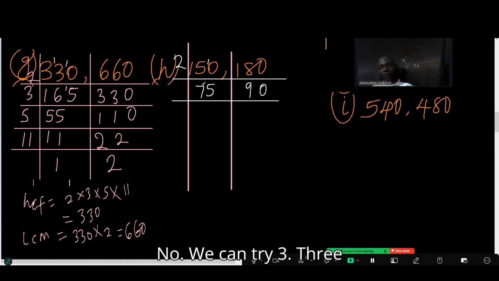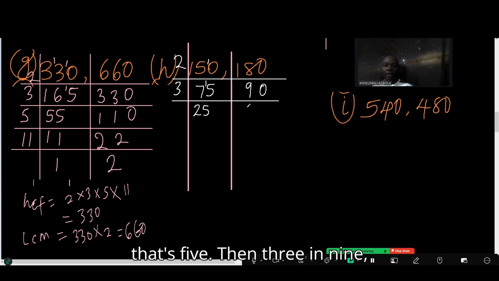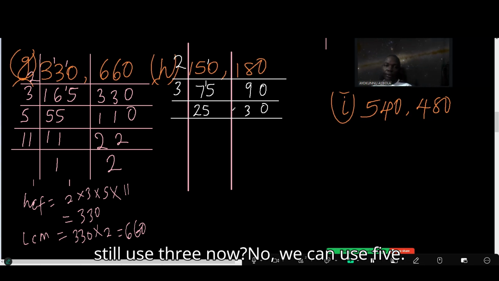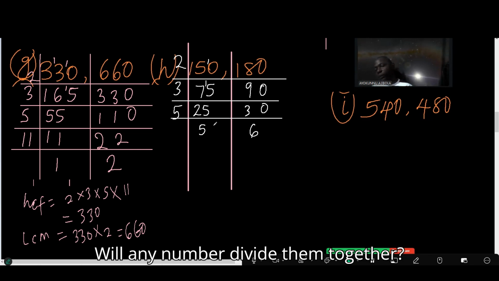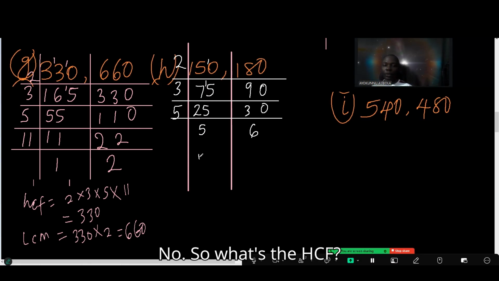Can we still use 2? No. We can try 3. 3 in 7, 2, remainder 1. 3 in 15, that's 5. Then 3 in 9, 3, and 3 in 0. Can we still use 3 now? No, we can use 5. 5 in 25, 5 in 30. Will any number divide them together? No. So what's the HCF?